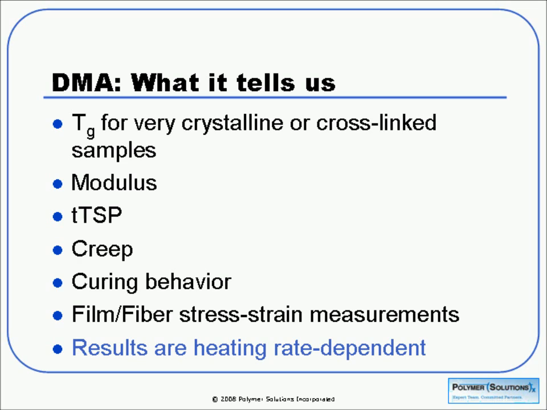We can also use it to measure modulus. If we do a variety of temperatures and frequencies, we can then use time temperature superposition, or TTSP, to actually predict how our sample might behave at either very long or very short times that we can't really experimentally access.